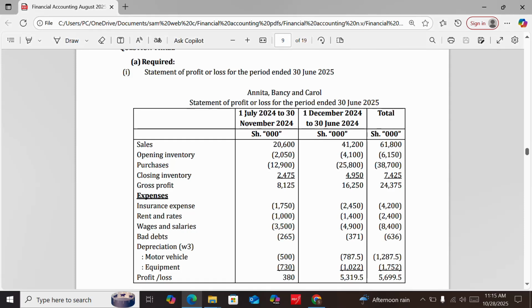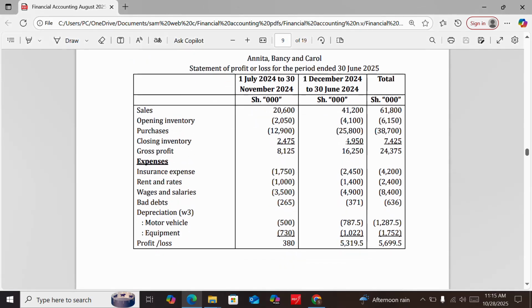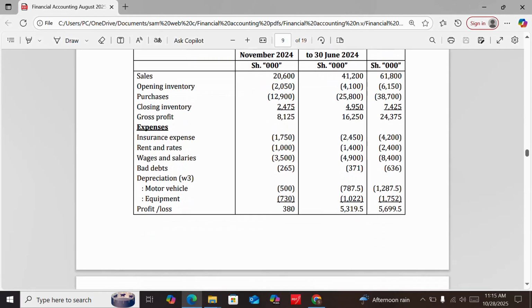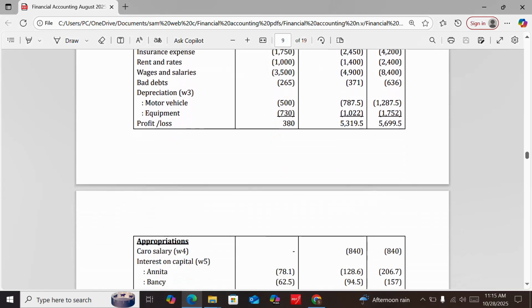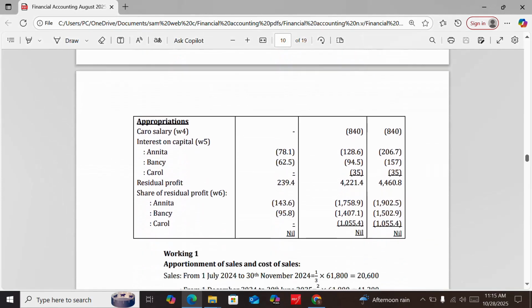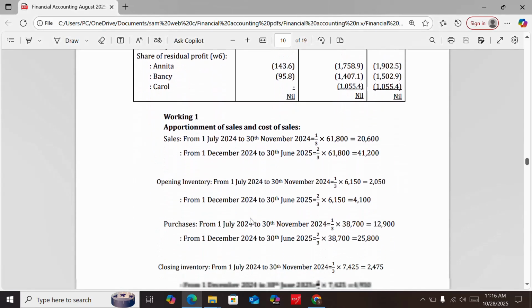It is divided into the period before Anita was admitted as a partner, and the period after Anita was admitted, and then we have the total. Then we have the appropriations. Remember to appropriate partner salary, interest on capital, and then the residual profit. Then we have working 1 of the apportionment of sale and cost of sale.